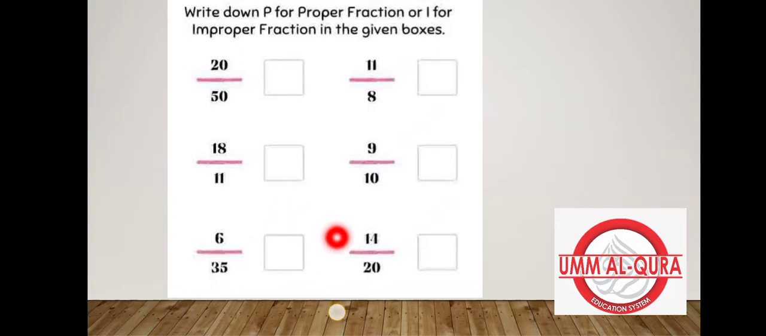And last, 14 by 20. So here 14 is the numerator. So the numerator is smaller than the denominator, which is why it's called proper fraction.